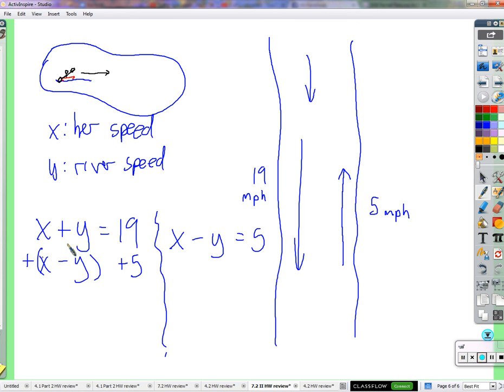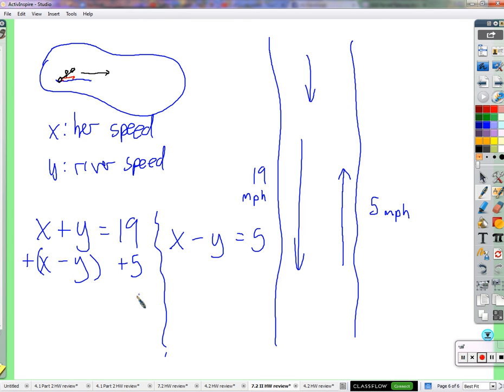So we're going to add 5 to this side and x minus y to this side because they are the same by this equation, by this diagram. I know that that's true. So I'm going to add 5 and x minus y. I could add 5 to this side and x minus y to this side, but that would just be nonsense.